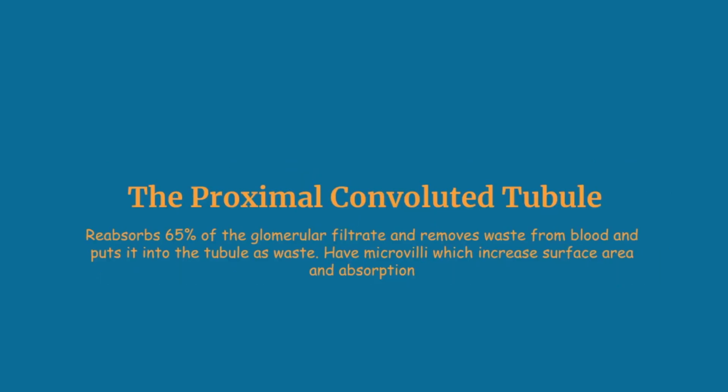Now to talk about tubular reabsorption and secretion, we need to start at the proximal convoluted tubule, also known as a PCT. The PCT reabsorbs 65% of glomerular filtrate and removes waste from the blood and puts that waste into the renal tubule. They have microvilli, which increase surface area and absorption. So the proximal convoluted tubule is most involved in the reabsorption of the glomerular filtrate. If you don't remember the anatomy or the location of the proximal convoluted tubule, please head over to the first part of the urinary system.